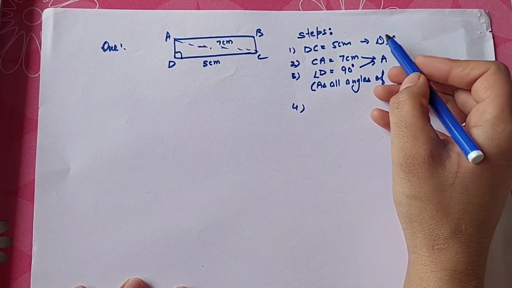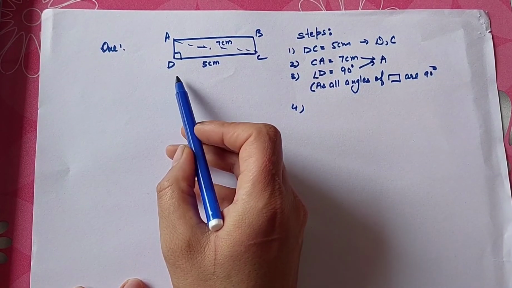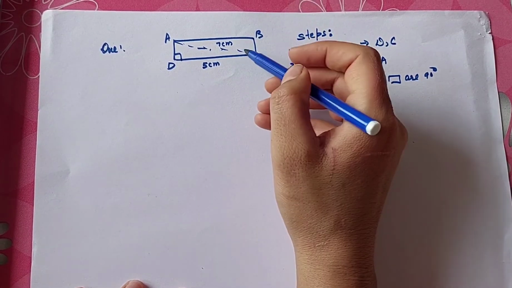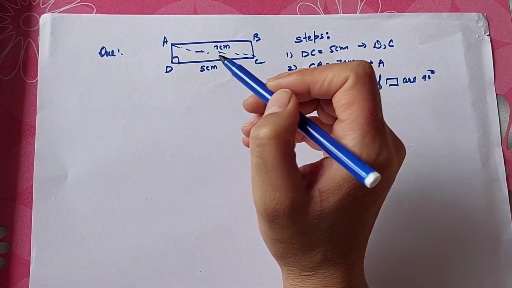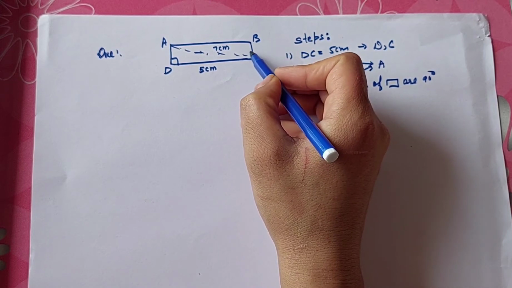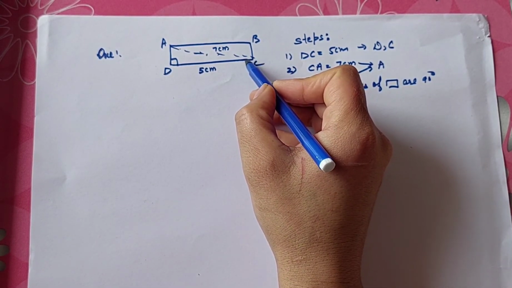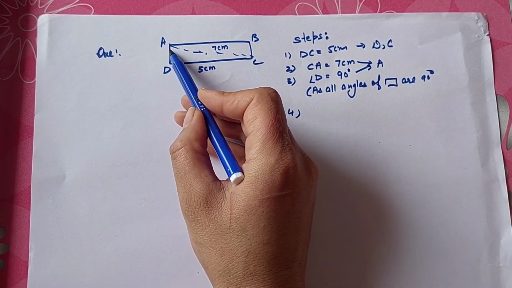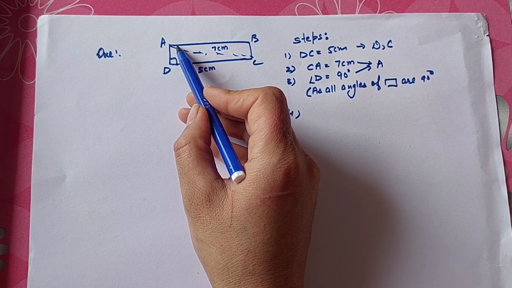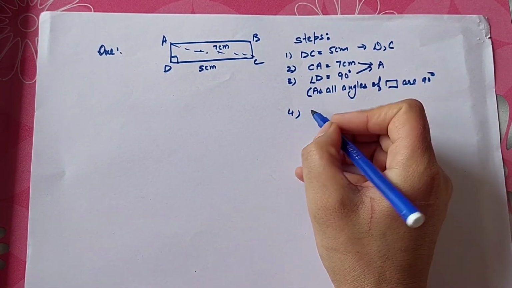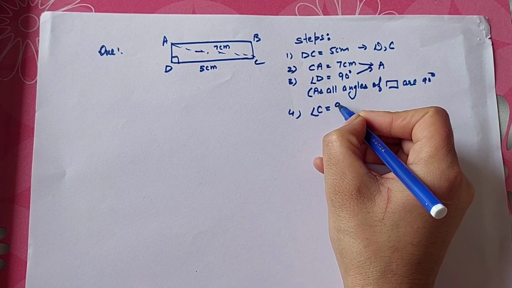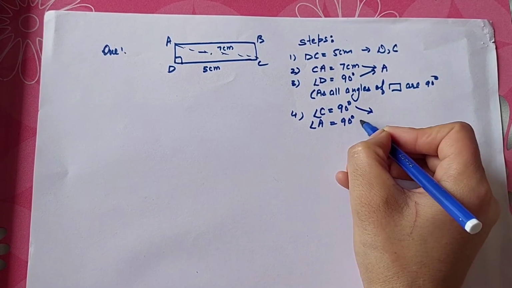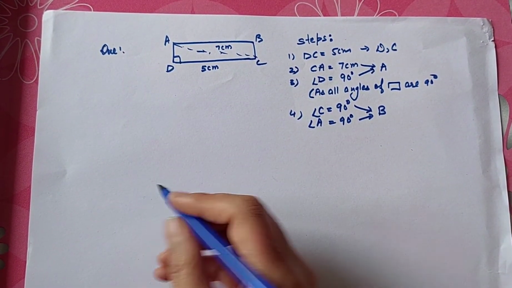Now what is left? D is done, C is done, A is done. 3 vertices are on the paper. Now we have to look for B. To locate B, there are many ways. One thing is we can draw angle C. C is in the scene, we can draw 90 degree there. A has also come, we can draw angle A also 90 degree. So it's like C, it's the simplest one. C equals 90 degree and A equals 90 degree. So they'll collectively give you B.